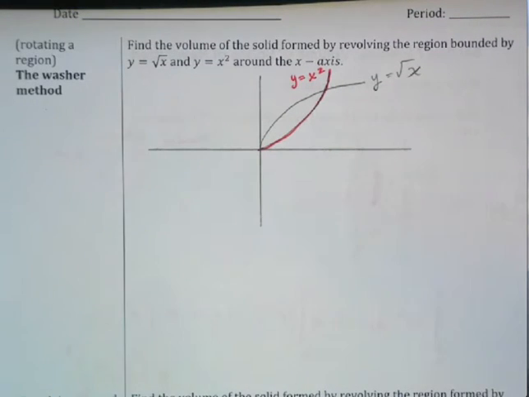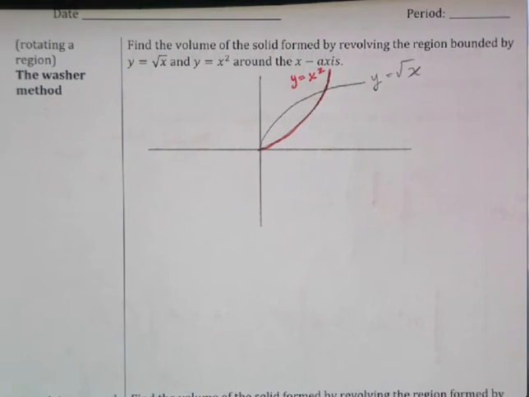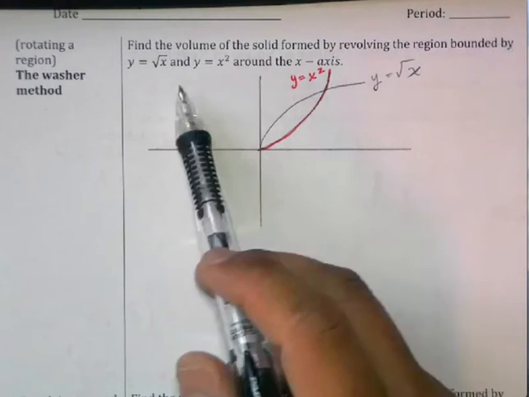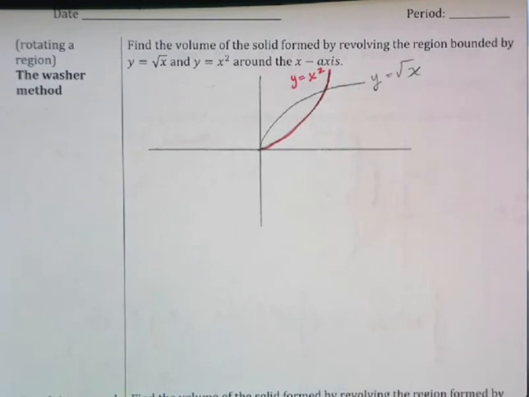Hello calculus students and general seekers of truth, and welcome to the video on finding the volume of a solid of revolution around some axis, but this time we have multiple functions that we're dealing with here. Y equals square root of x and y equals x squared. Okay, and I've already drawn out this picture.